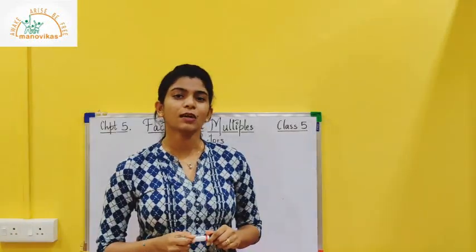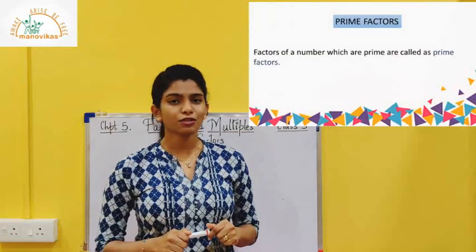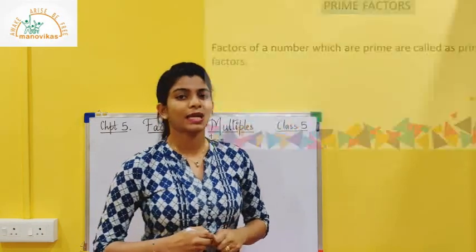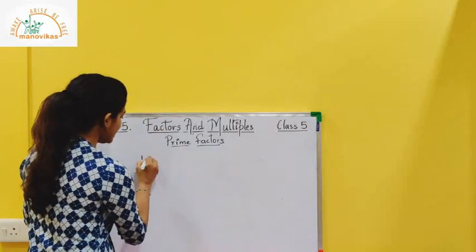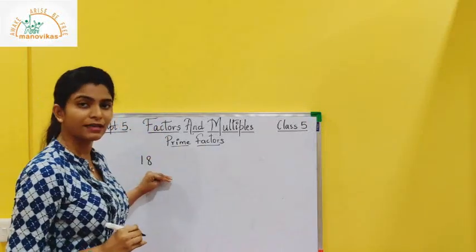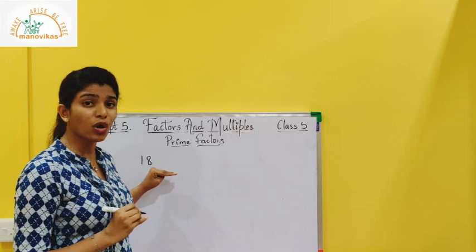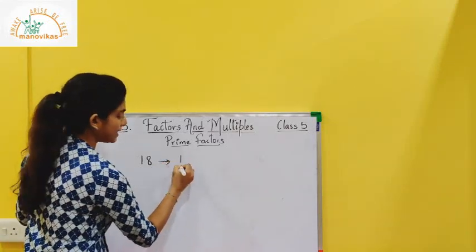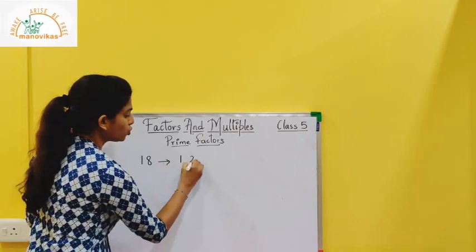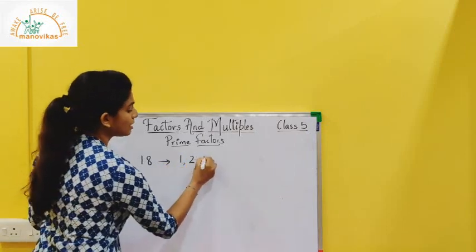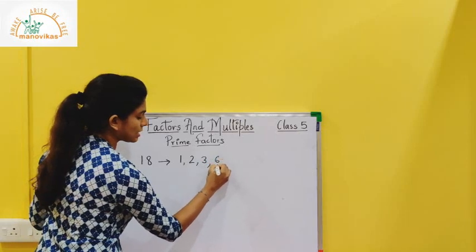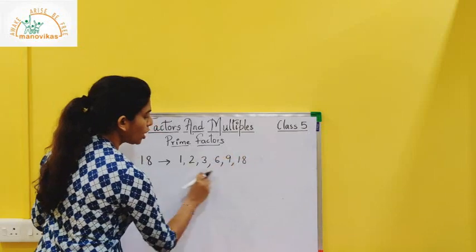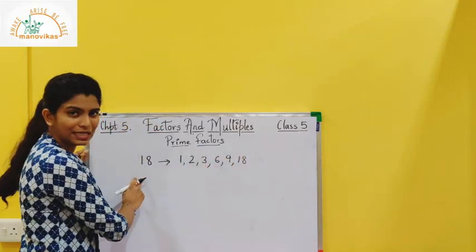Now we will see what prime factors are. Factors of a number which are prime are called prime factors. Let's take an example, 18. Here you have to find the factors of 18. You know how to find factors of 18. Okay, let's start. 1 18s are 18. 2 9s are 18. 3 6s are 18. 6 3s are 18. 9 2s are 18 and 18 1s are 18. So all these are factors of 18.